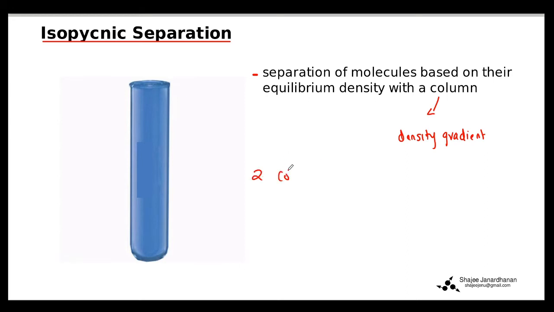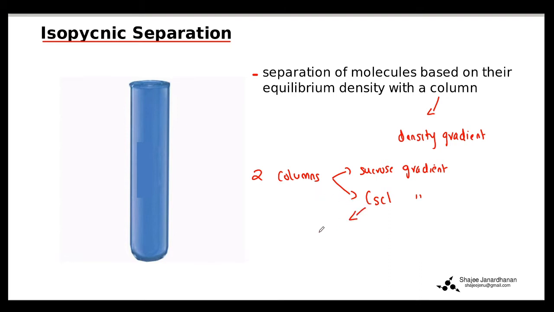Two columns can be created. One is a sucrose gradient column. A sucrose gradient column is created by using different concentrations of sucrose. Percentage levels of sucrose can create the gradient. The other is a cesium chloride gradient column. In the Meselson and Stahl experiment, a cesium chloride gradient column was used because it is more convenient and easy to prepare.